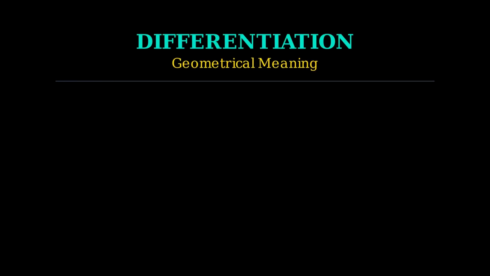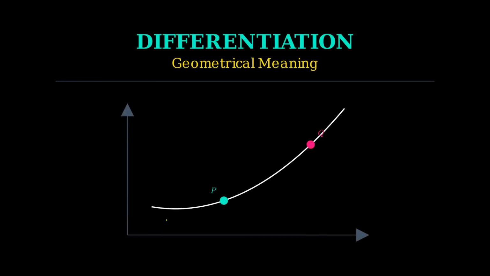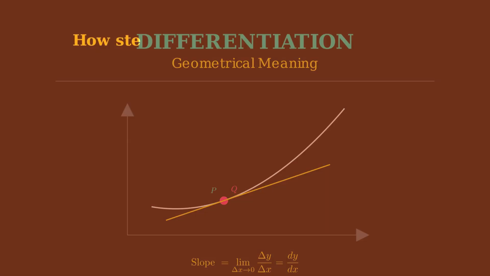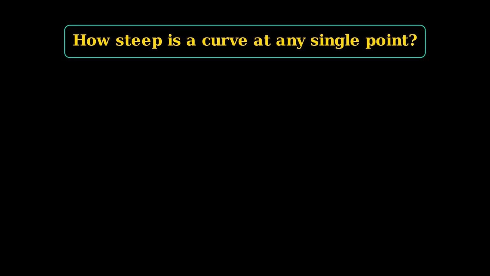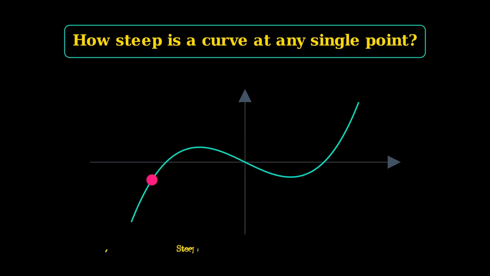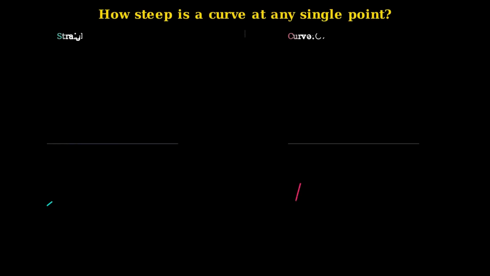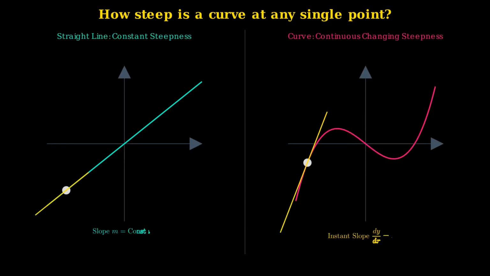What does differentiation actually mean? Beyond all the algebraic formulas, calculus is just the language of shapes, steepness, and motion. At its core, differentiation asks one simple geometric question. How steep is a curve at any single point? While a straight line has the exact same steepness everywhere, a curve changes its slope continuously. Differentiation gives us the exact tool to measure that instant steepness at any exact spot.